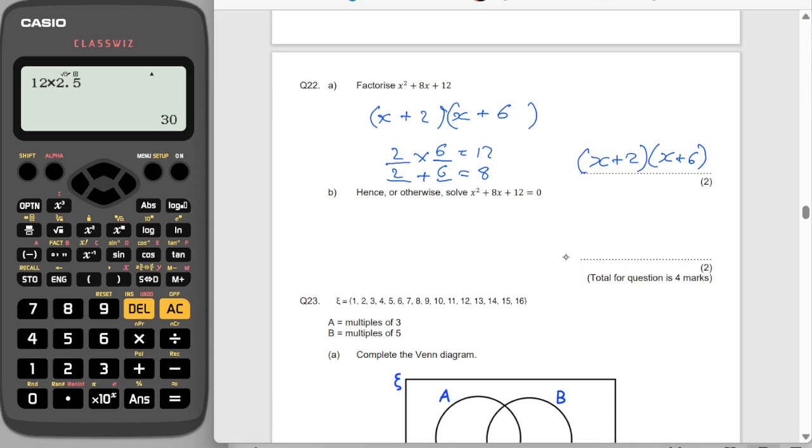Hence or otherwise solve. So we've now got that equal to 0, so I'm putting my brackets equal to 0. And for 2 things to multiply together to make 0, one of them has to be equal to 0. So either this bracket is 0, in which case x would need to be equal to minus 2, or this bracket would need to be 0, in which case x would be equal to minus 6.